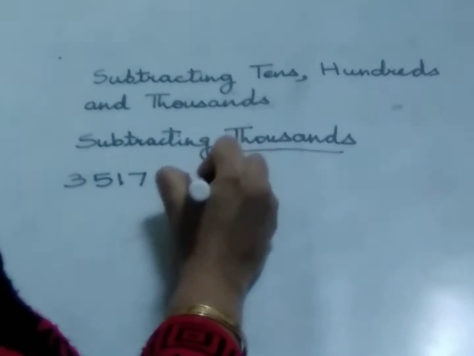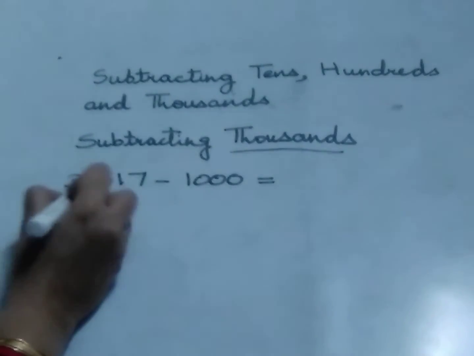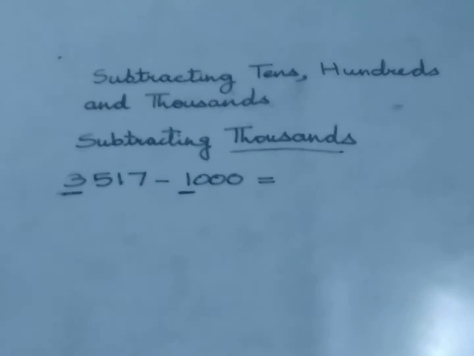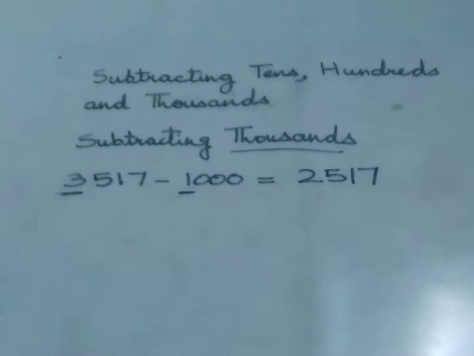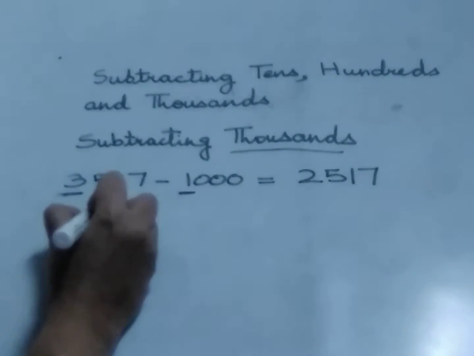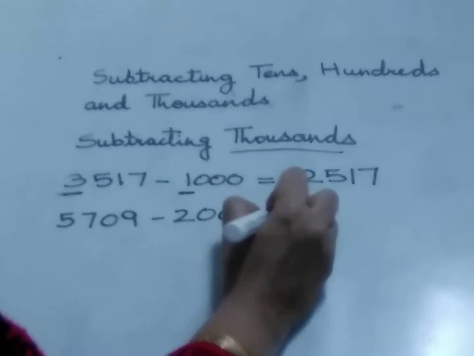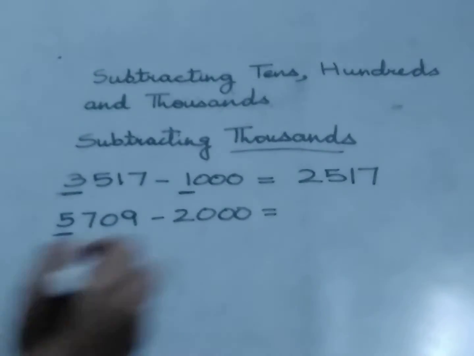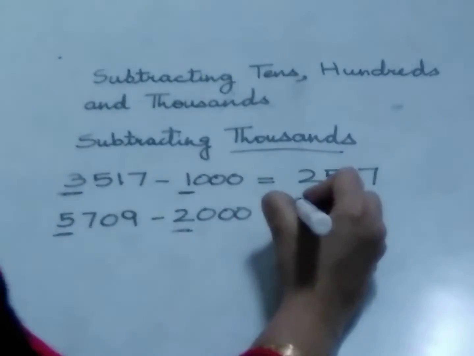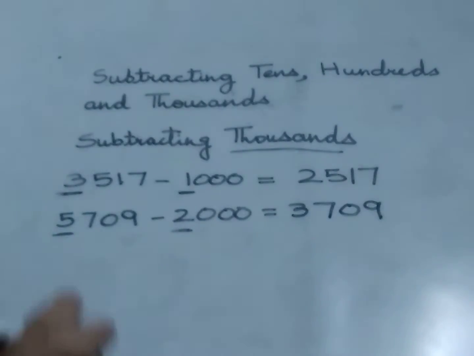When subtracted by 1000, just decrease the digit in the thousands place by 1. So the number will be 2570. Next number is 5709 minus 2000. Decrease the thousands digit by 2. So 5 minus 2 becomes 3. 3709.